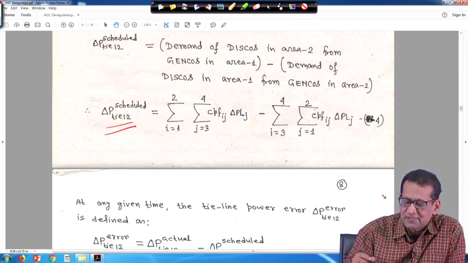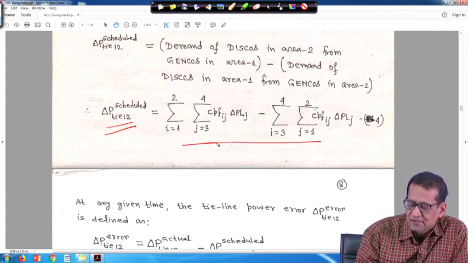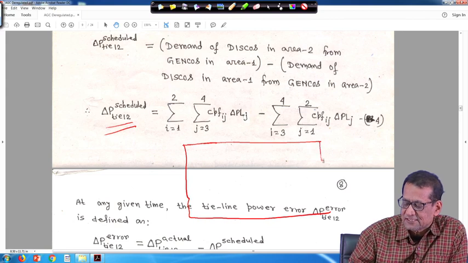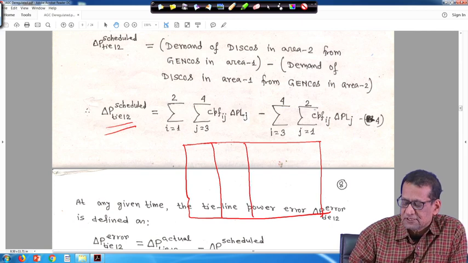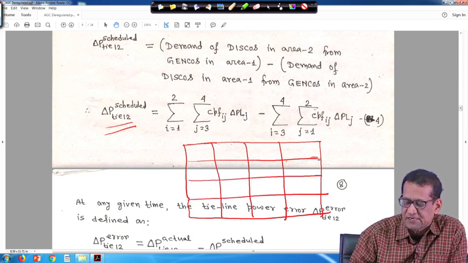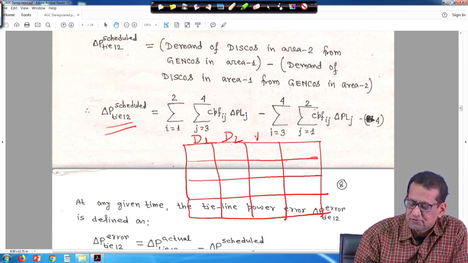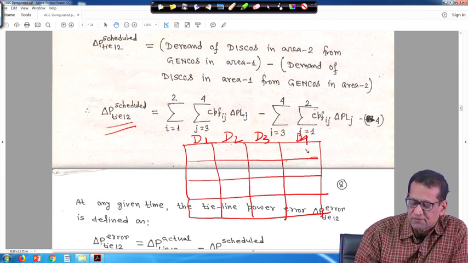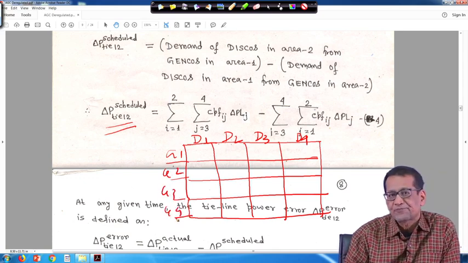Basically, suppose you have your Cpf matrix. Say there are 2 discos and 2 gencos in each area, so I am making it this way. There will be 4 into 4, 16 elements. Disco means distribution company: D1 in short, D2, disco 3 and disco 4, four distribution companies, and these are genco 1, genco 2, genco 3 and genco 4.